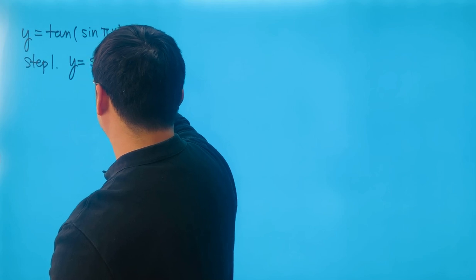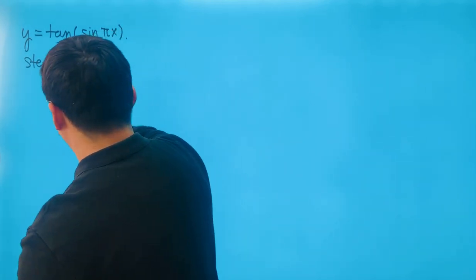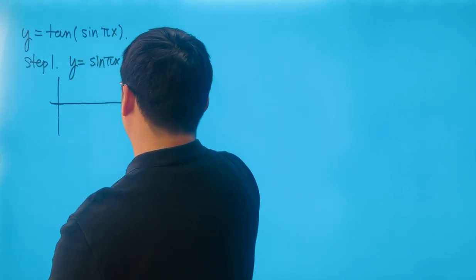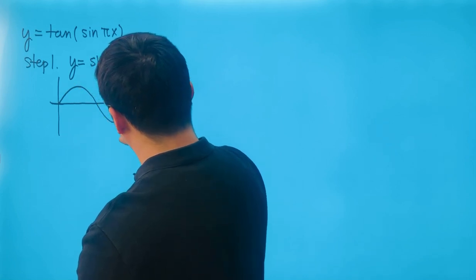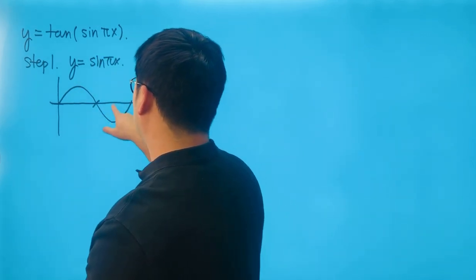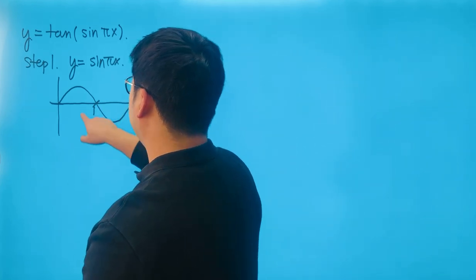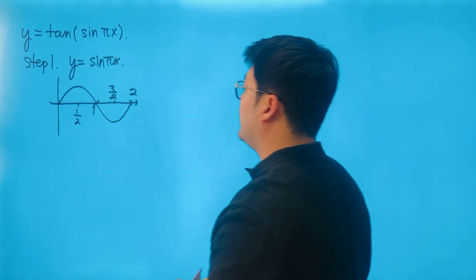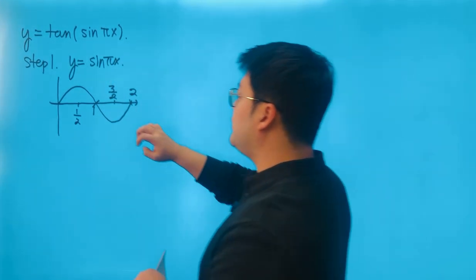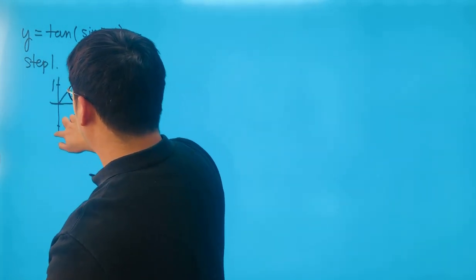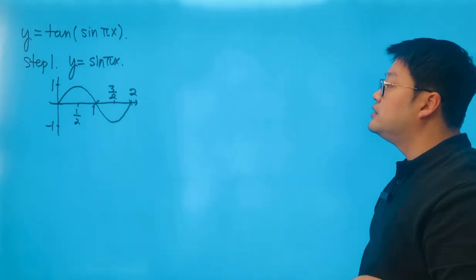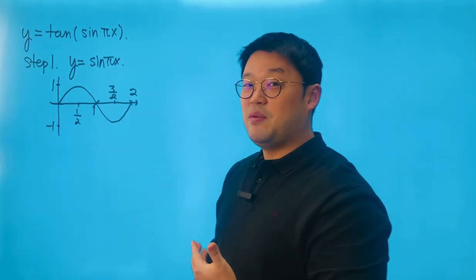First, let's try to sketch y equals sine pi x. It would be sketched like this, and this would be 2, this would be 1, that would be 1/2, and this would be 3/2. It moves from 0 to 1 quickly, then 1 to 0, and it falls from 0 to -1, and -1 back to 0. This is the sketch of y equals sine pi x.